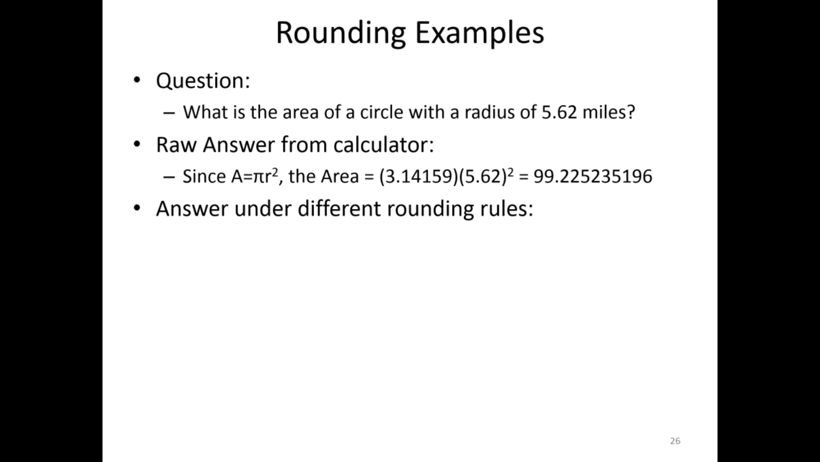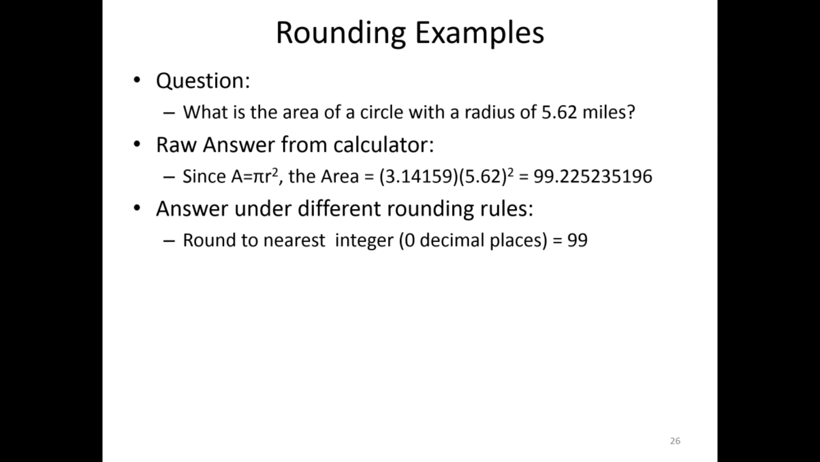So here's a simple question. What's the area of a circle? I give you a radius of 5.62 miles. We all know that the area is pi r squared, and pi has an infinite number of decimal places. It does not influence our significant digits, though. Our significant digits here are 5.62, so we really have 3 significant digits. So the answer from your calculator or a spreadsheet will be 99.225235196. That's probably not what you're going to enter.